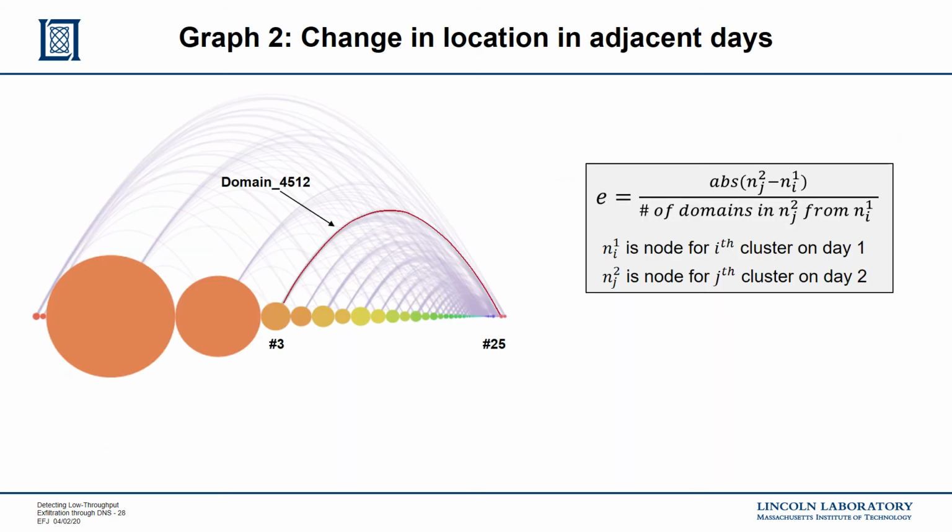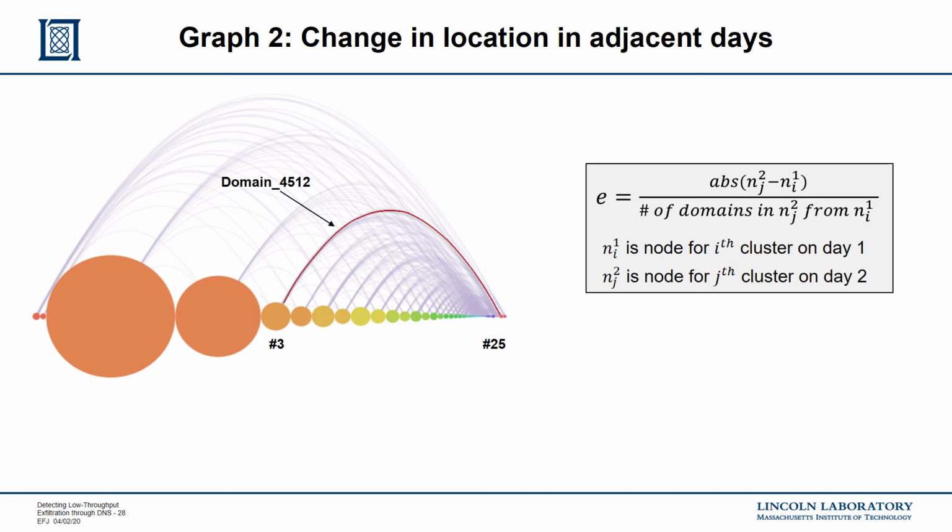Now that we have a way to identify these clusters, we wanted a way to compare the domains in each cluster between consecutive days and highlight which domains changed groups. To visualize this, we're using an arc diagram shown in the left of the slide. Each of the nodes, or circles, represents clusters on 2 consecutive days. So for example, the 2 leftmost nodes represent cluster 1 on day 1 and cluster 2 on day 2.